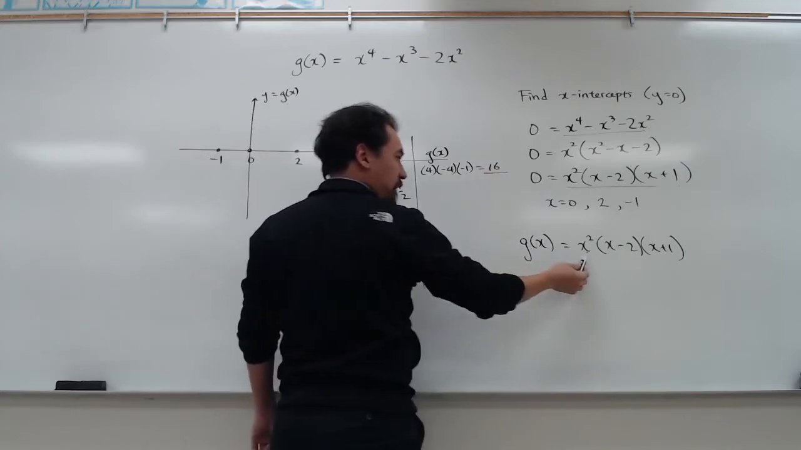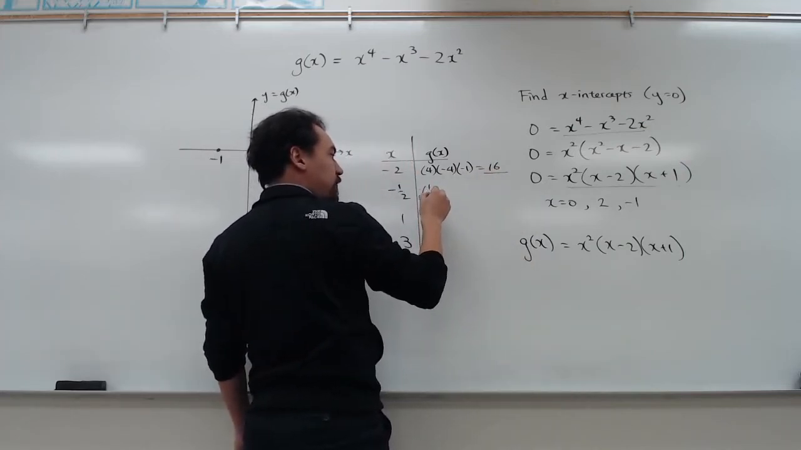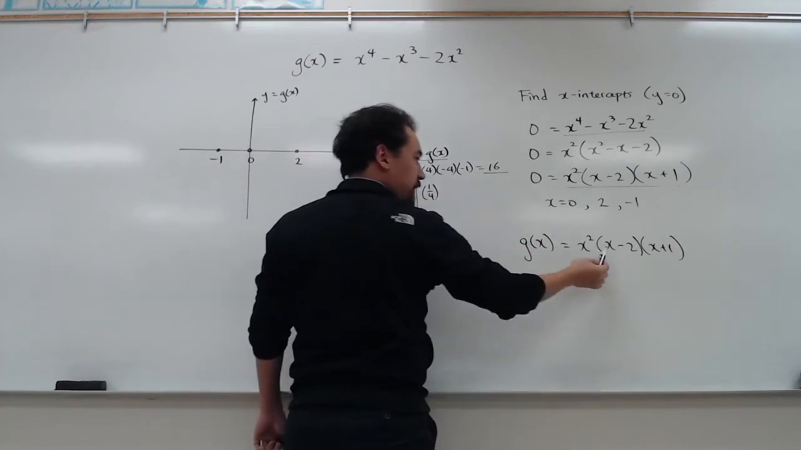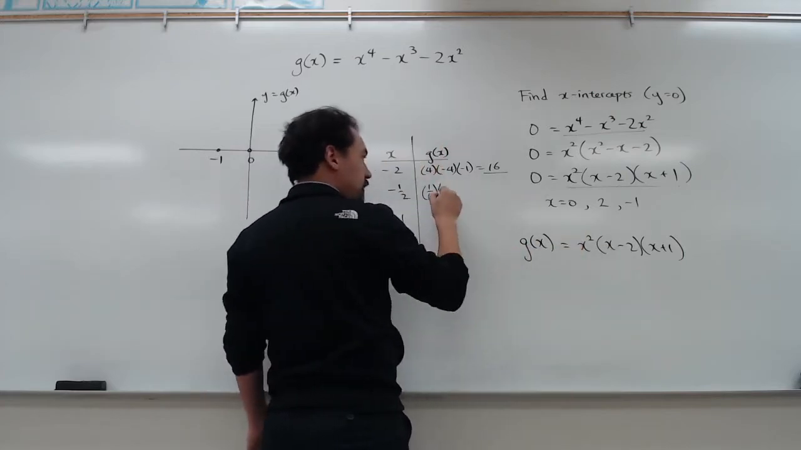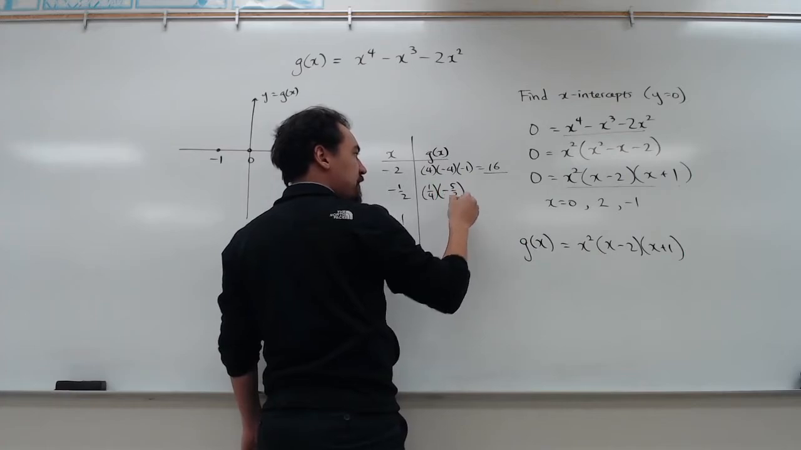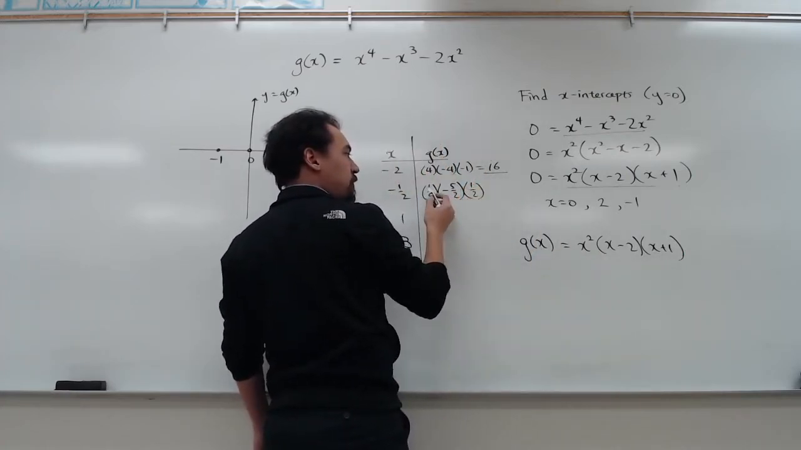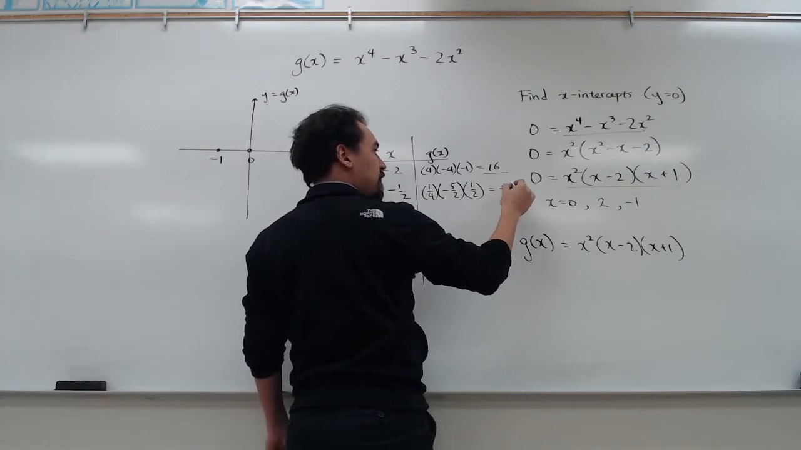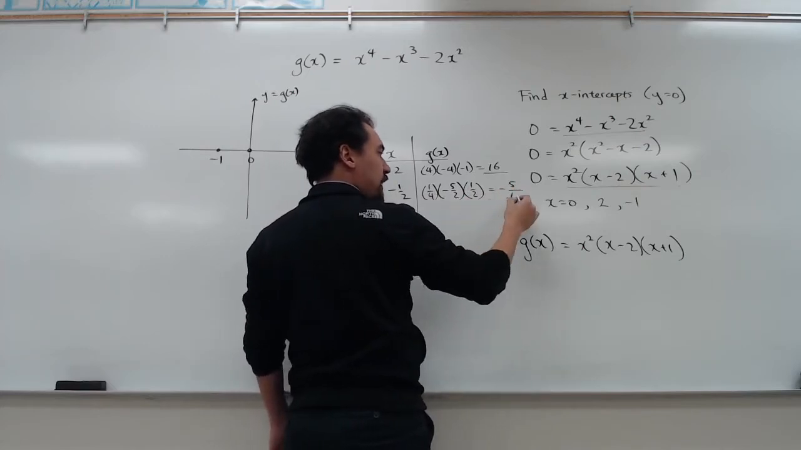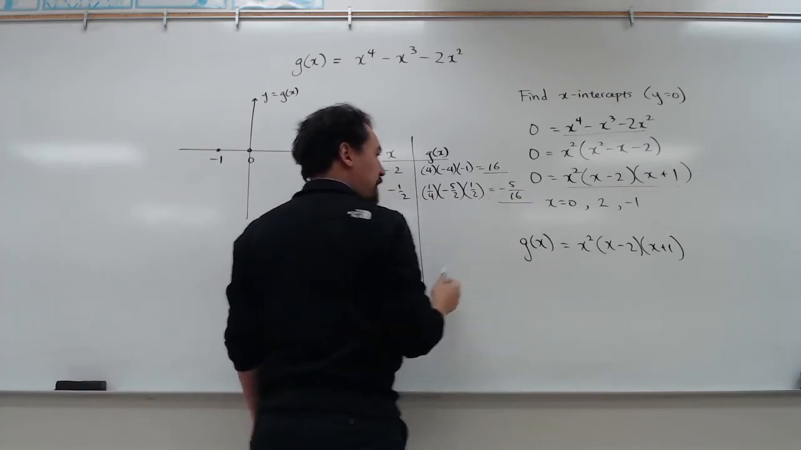Then -1/2 in for x, so -1/2 squared is 1/4. Then -1/2 here, minus 2, gets me -5/2. And then -1/2 plus 1 gets me 1/2. Multiply all the tops, I get -5. Multiply all the bottoms, I get 16. And there we have it.